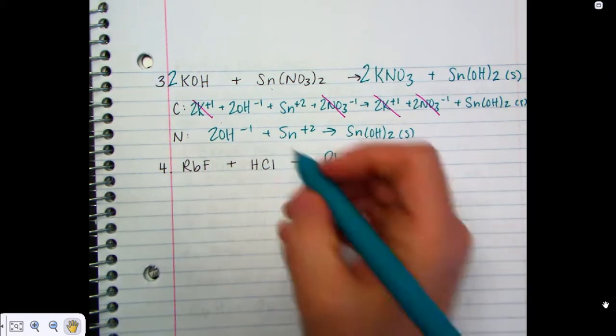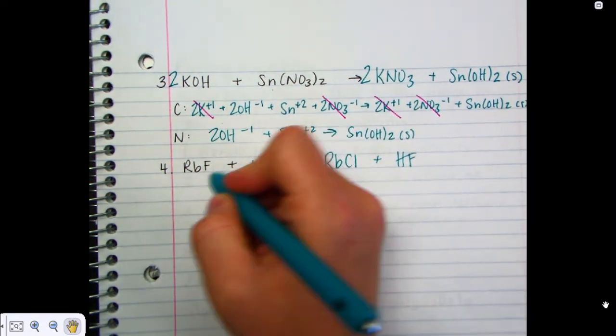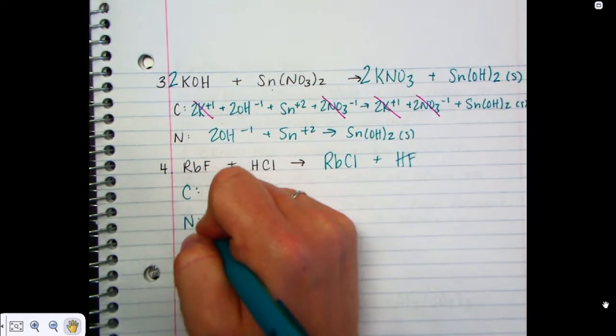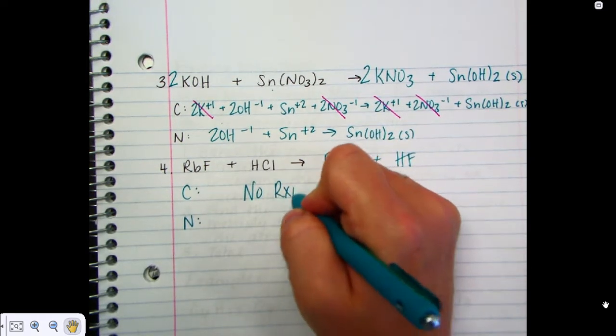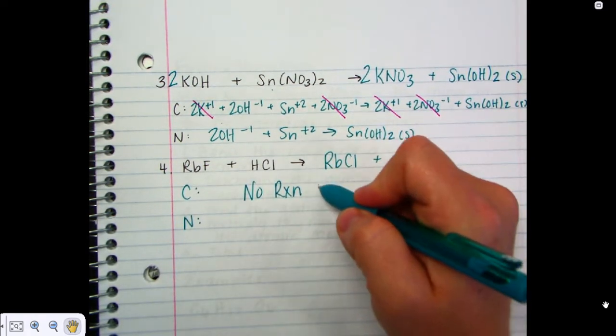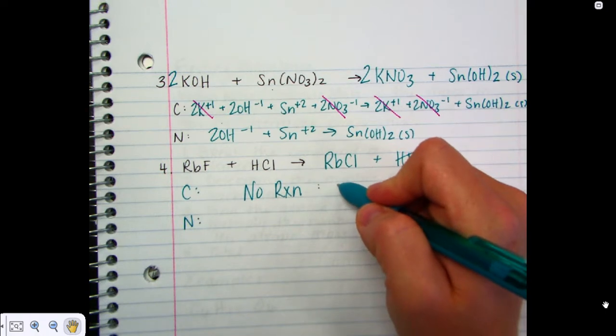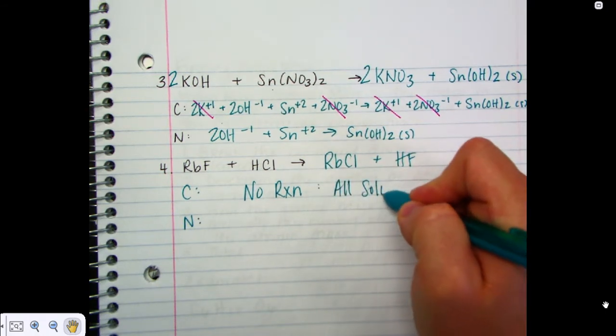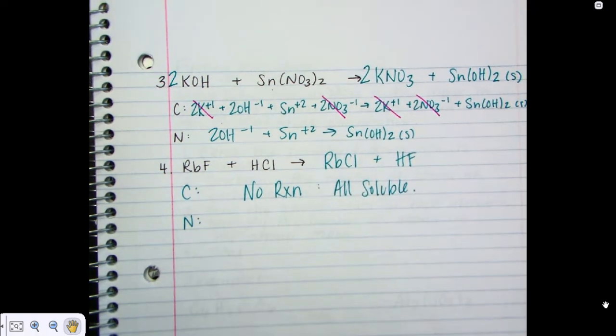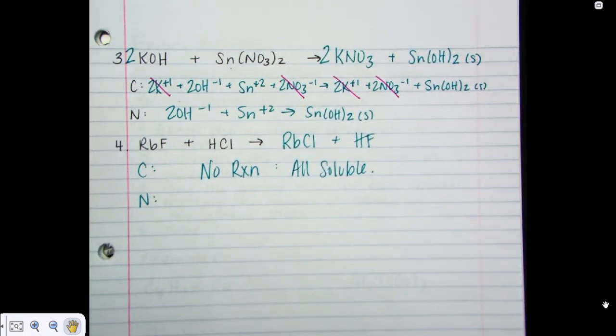So because these are both soluble, I don't need to write a complete or a net because no reaction, RXN, remember, is occurring because everything is soluble. Okay? All right, so that should get you through your complete and net ionic equations.